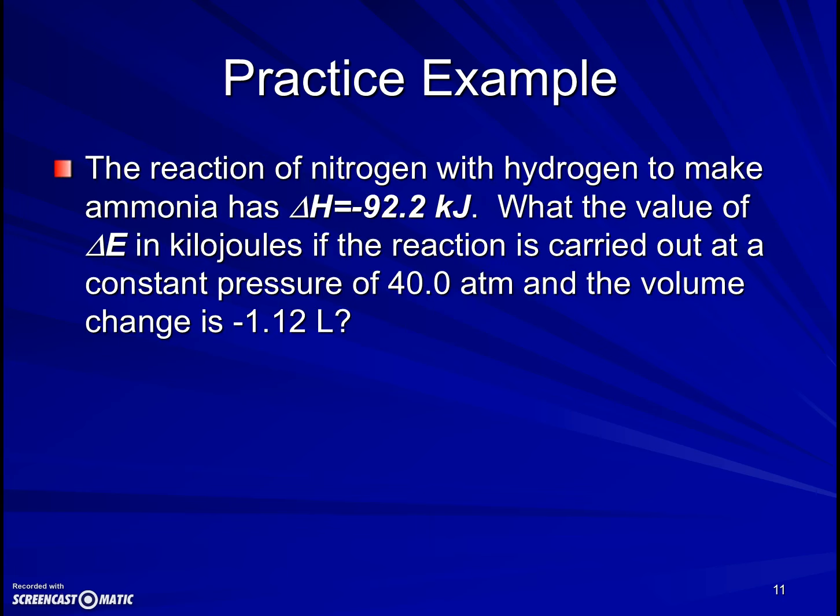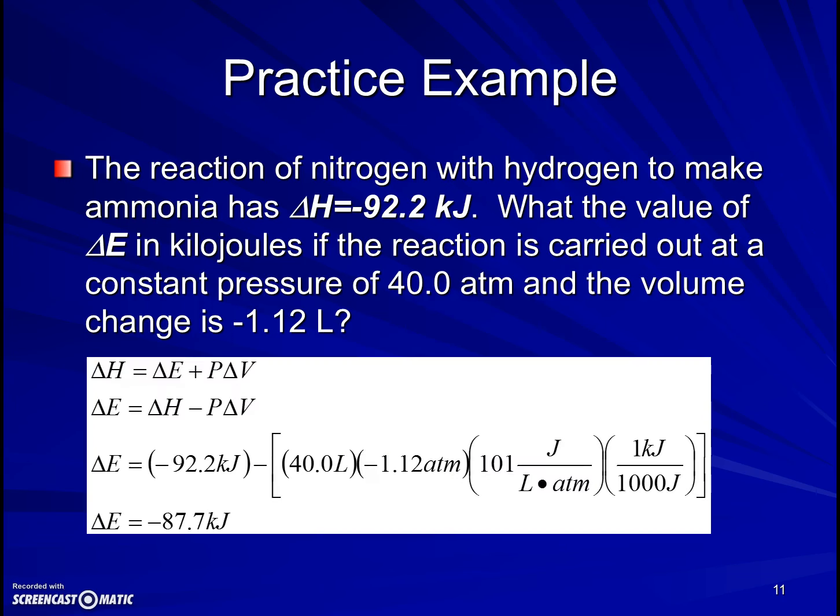All right, so let's take a look at one more practice example before we run out of time on this video. Nitrogen reacts with hydrogen to make ammonia, and the delta H, the change in heat for that process, is negative 92 kilojoules. What is the value of delta E in kilojoules for that reaction if it's carried out at constant pressure? So that means we can have work happen. And the pressure is 40 atmospheres, and the volume change is negative 1.12 liters.